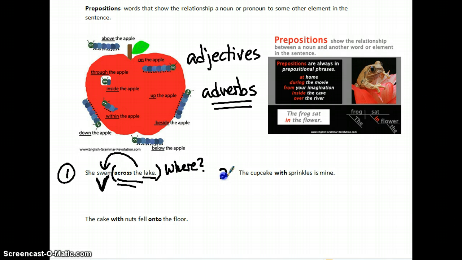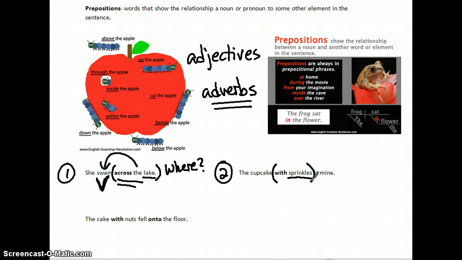Let's take a look at sentence 2. The cupcake with sprinkles is mine. Well, hopefully you realize that the bolded word with is a preposition. It's a relationship word. Okay? Where's its object? Remember, it will always be the noun that follows that preposition. Hopefully you're realizing it's sprinkles. So with sprinkles is our prepositional phrase.